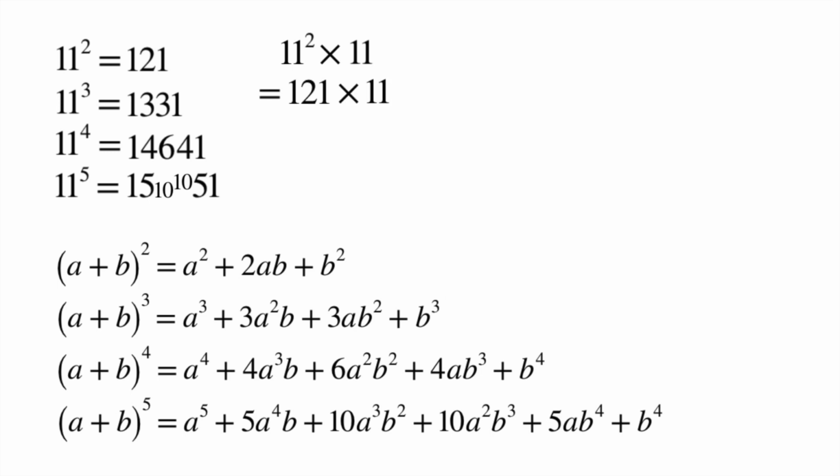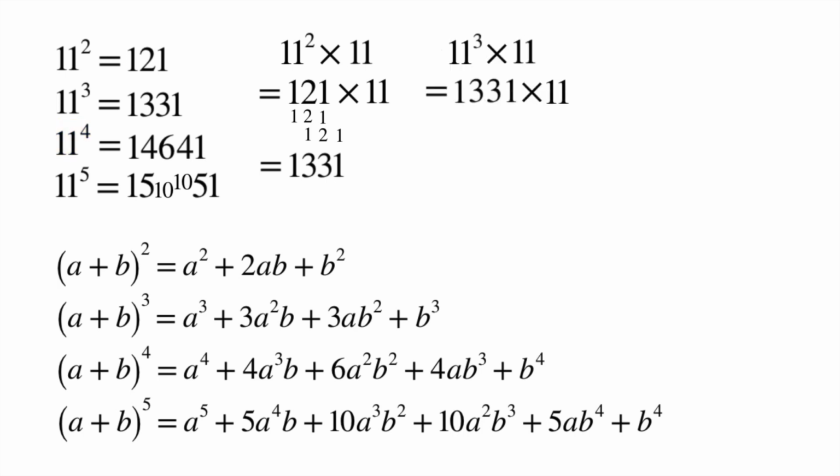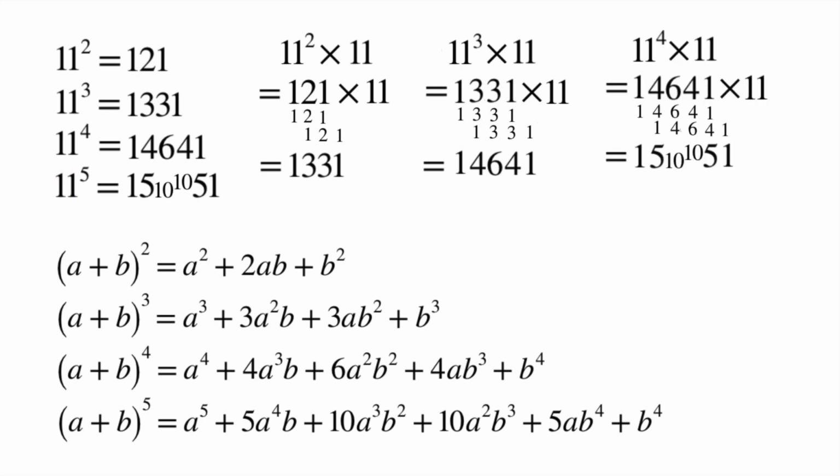Like 121 times 11. Shifted sum makes 1331. Once again, 1331 times 11. The shifted sum, 14641. Just verify yourself.